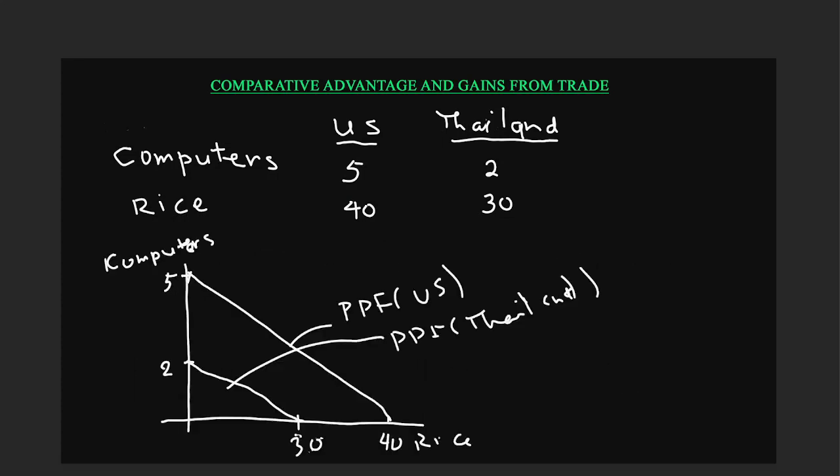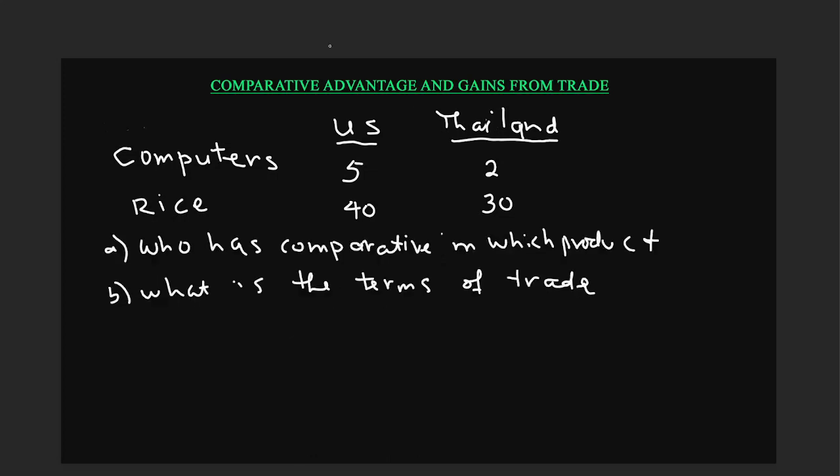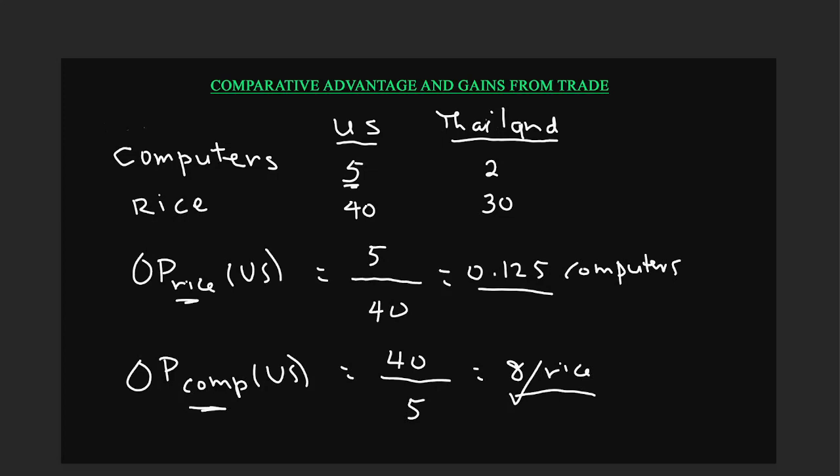The second question asks us for the terms of trade. So what is the terms of trade? The terms of trade basically means, at what price will the United States and Thailand trade? We've already determined that the US should produce computers and Thailand should produce rice. Now, if each of them specializes in the production of the goods that they have the least cost of production, so Thailand produces rice and the US produces computers, what will be the price at which Thailand will sell rice to the United States, and what will be the price at which the US will sell computers to Thailand?